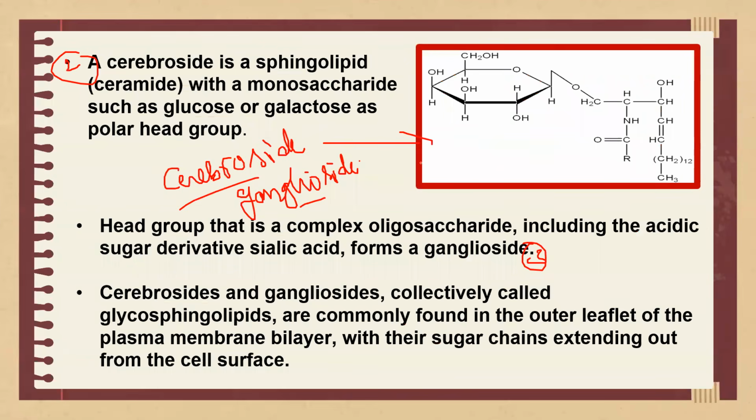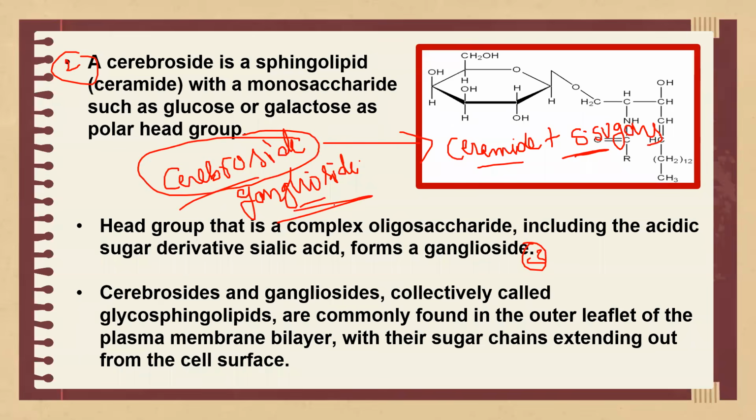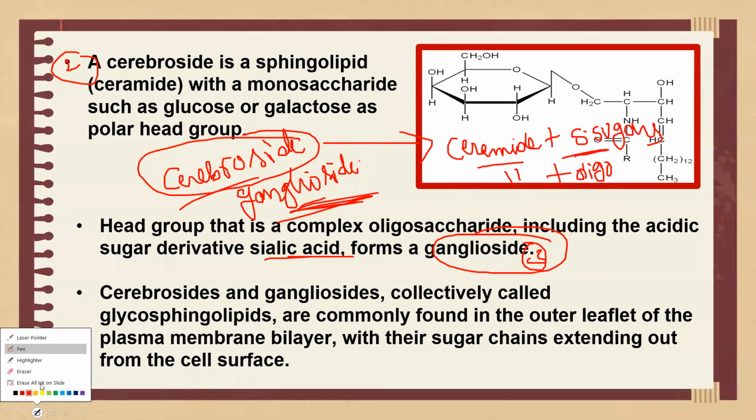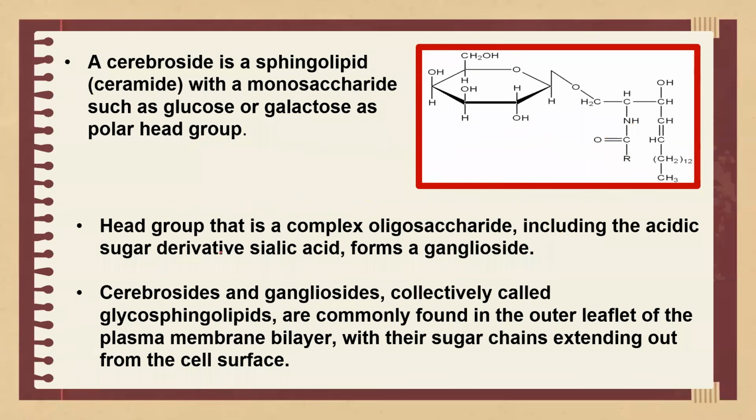I will give you a very simple definition. Cerebroside means, friends, ceramide plus simple sugars. What do you mean by the word simple sugar? You can take a monosaccharide, you can take a disaccharide. Ceramide plus a simple sugar, you can call it cerebroside. Then, friends, what is ganglioside? Ceramide plus oligosaccharides or polysaccharides such as sialic acid. What do we call that, friends? Ganglioside.